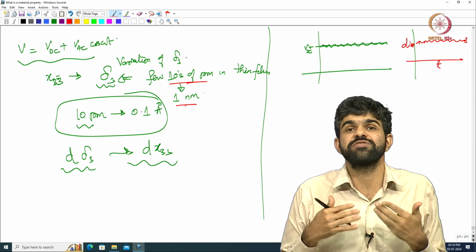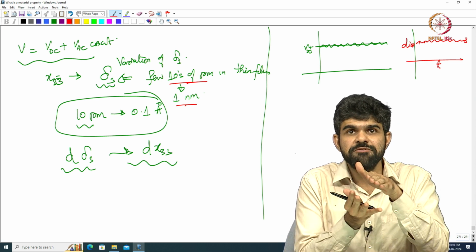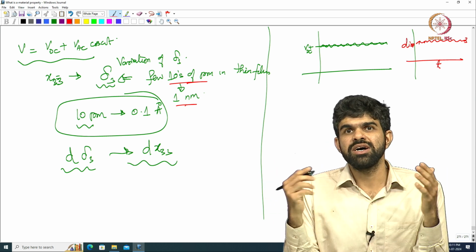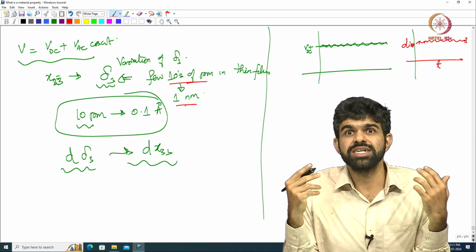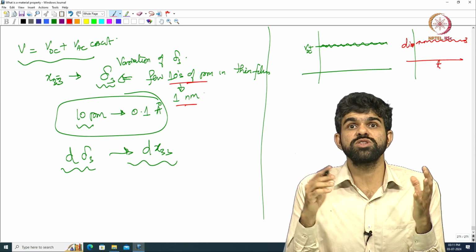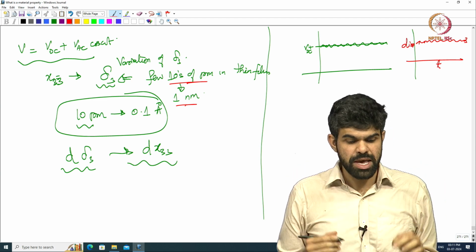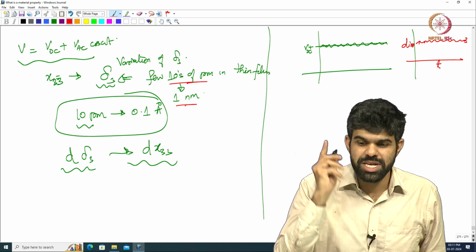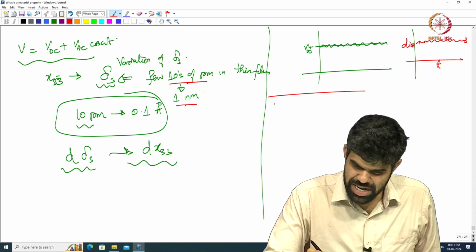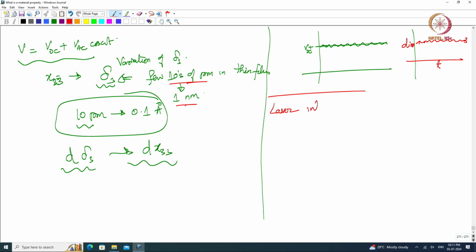These are the types of displacements that we measure on really thin films, which are used as devices in MEMS, microelectromechanical systems. Okay. So, there is a technique, and in that technique we take help of laser interferometry, to measure ultra fine displacements of the membrane.